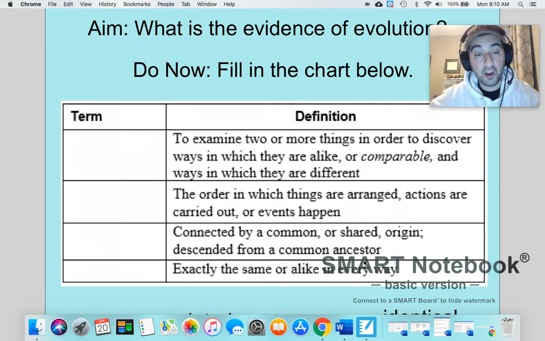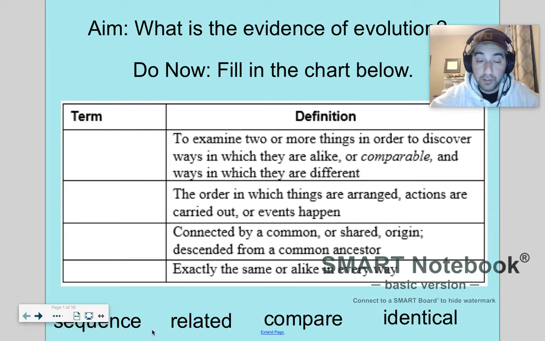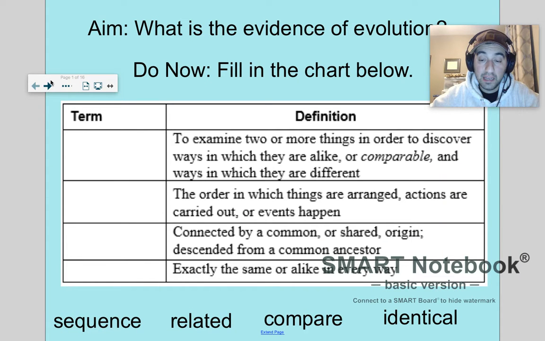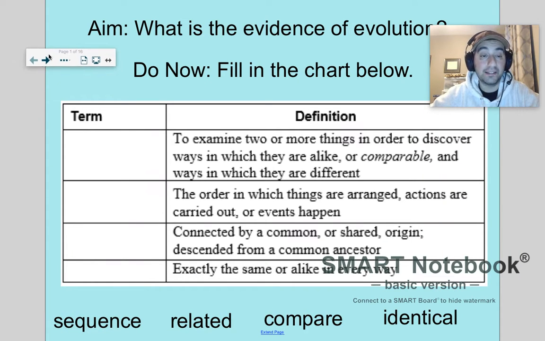Let's get started with the do now. For today's do now, we have to match the terms on the bottom to their appropriate definition. If you take a look at the bottom, we have sequence, related, compare, and identical. Before we get started, if you're thinking to yourself, what in the world is evolution?